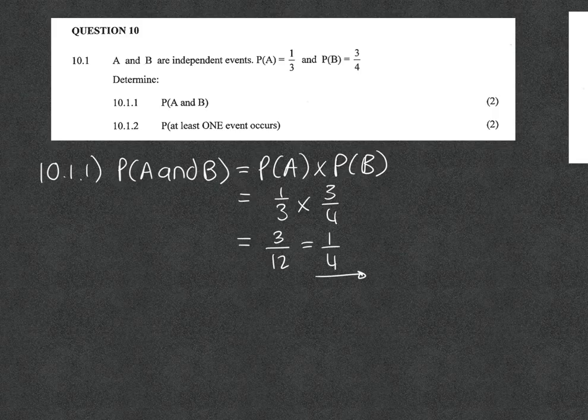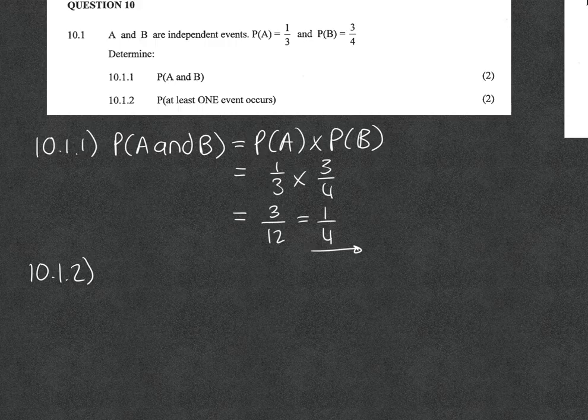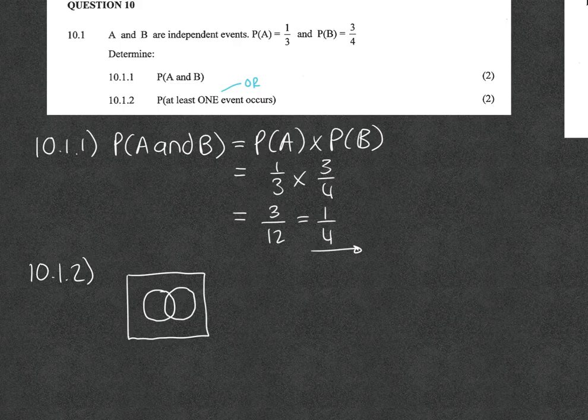Okay, fantastic. Then it says 10.1.2. The probability at least one event occurs. Okay, so we can look at this in two ways. First of all, terminology. At least one of the events occur, that's the same as saying or. Or you can also look at it as a Venn diagram. Normally, if you have an overlap, the probability of at least one event occurring would be this area here, the probability of all these added together, which is also the probability of A or B.